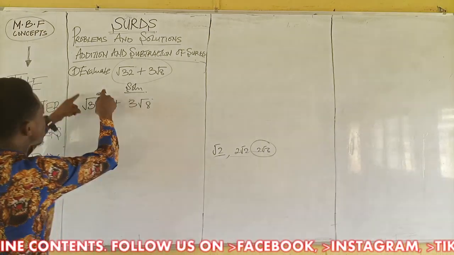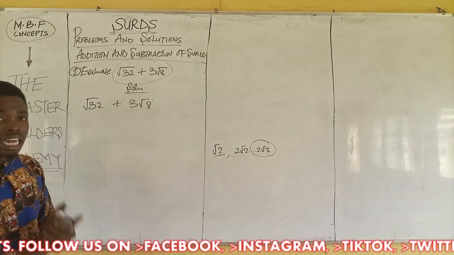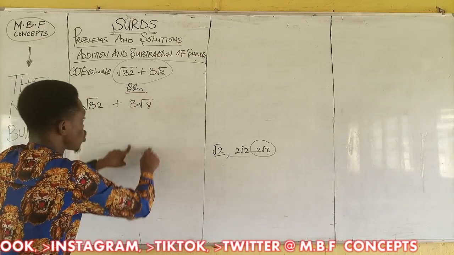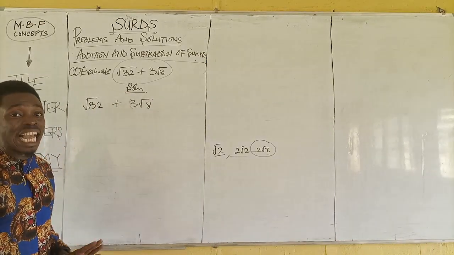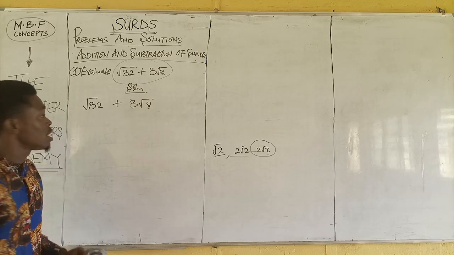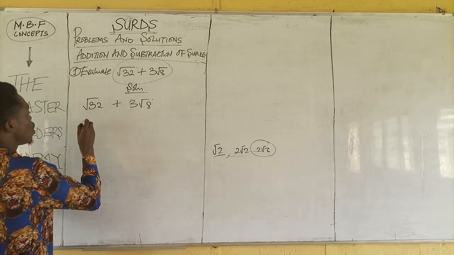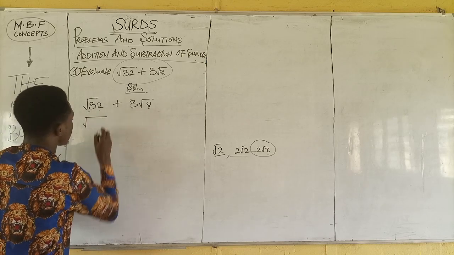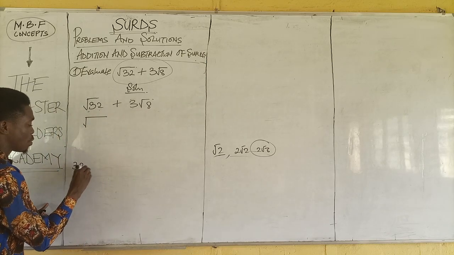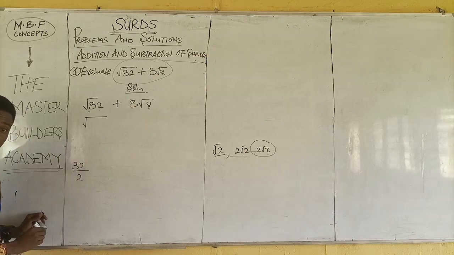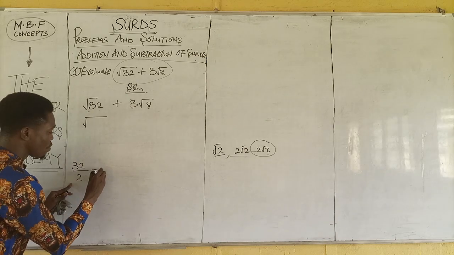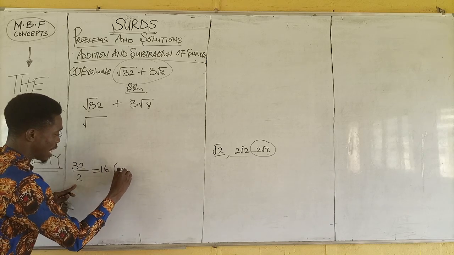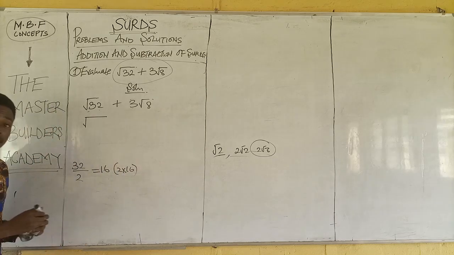So first of all, simplify them individually. Yes, simplify this individually, simplify this also individually, like case 1 that we looked at. How do we simplify this individually? First of all, we find the perfect square factor of 32. So how do we find out? We said 32 over 2, right? 32 divided by 2 will give us 16, and 2 times 16 is 32.